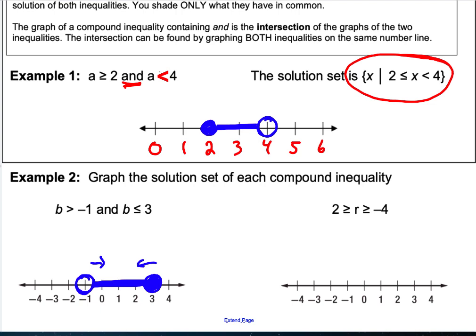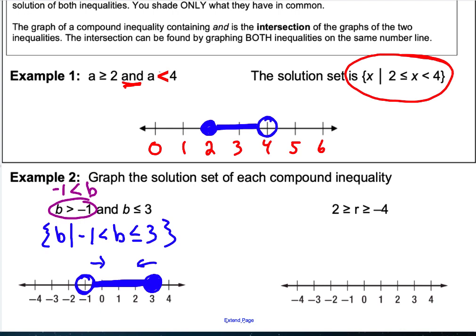To write my solution, I'm going to put it in my brackets, b, such that my low end is -1, so -1 is less than b, and b is less than or equal to 3. So I'm kind of combining those two pieces together. You'll notice that I'm taking this inequality and reversing it, but notice that when I reverse it, the inequality sign reverses as well. So I'm writing it so that the b is in the middle so that I can write that final inequality.